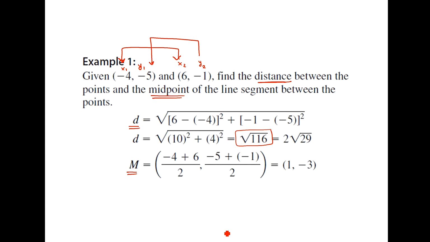Okay, now how can we find the midpoint? The midpoint equals the summation of the x coordinates, so we must find the sum of x1 and x2. So we have minus 2 over 2, this equals 1. And the summation of the y coordinates is minus 6 over 2, this is minus 3. So we can use these formulas to find the distance and midpoint. Any question?